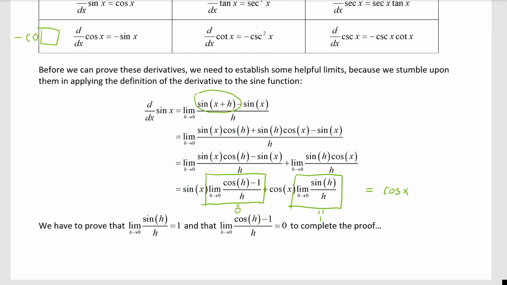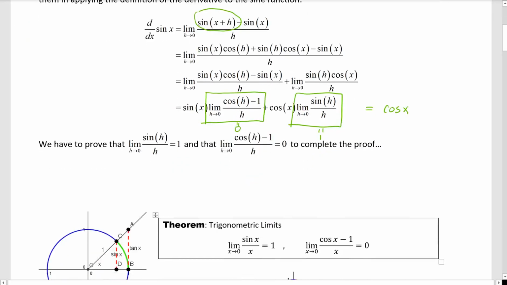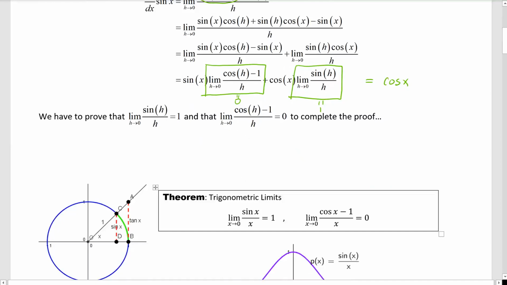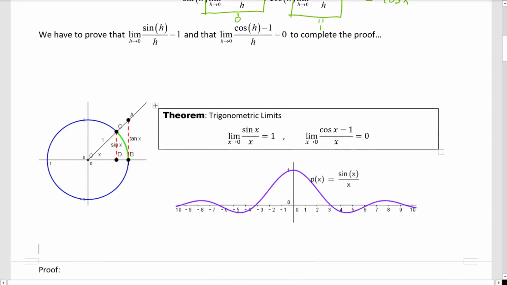So far, so good? So right now, let me prove to you why the limits hold. So this is a theorem, the trig limits. Limit as x goes to 0 of sine x over x equals 1. Limit as x goes to 0 of (cosine x minus 1) over x equals 0.